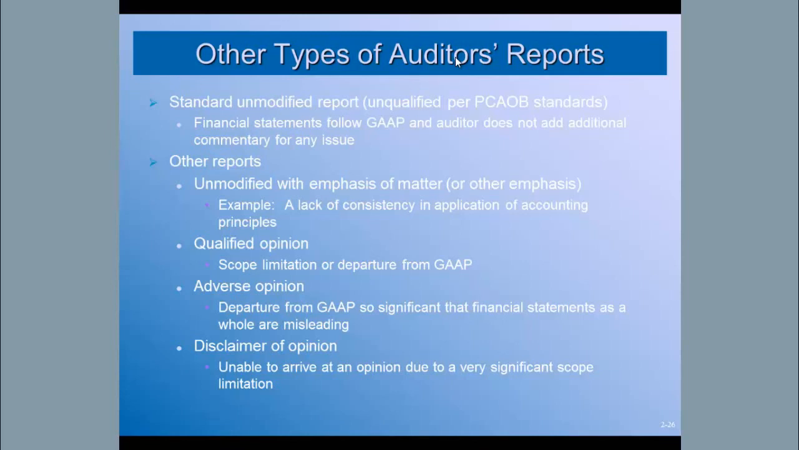if the departure from GAAP is so significant, the financial statements are misleading, you have what's called an adverse opinion. But the fact of the matter is you'll never see one. Because you never get to that point. That's what the rules say you can do. You think any client's going to allow that? They're going to fire you first, okay? Or a disclaimer of an opinion. You can't come up with one. They hired us to do it. We have no idea. We can't audit these numbers. They're unauditable.